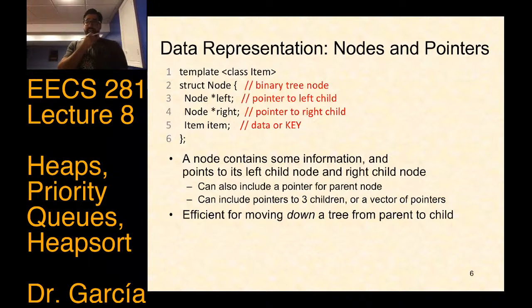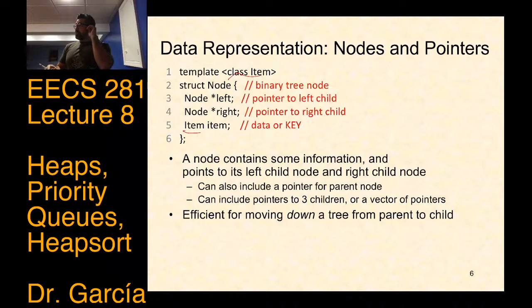So largely you have a pointer to the left child, and then you have a pointer to the right child, and then you have some value that's contained in the node. Here it is represented by some class that's called item, and it's given as part of the template. So a node contains some information, and then you have those pointers to the left and right child. Those pointers are what allow you to efficiently traverse the tree, right? So you can move down a tree from a parent to a child.